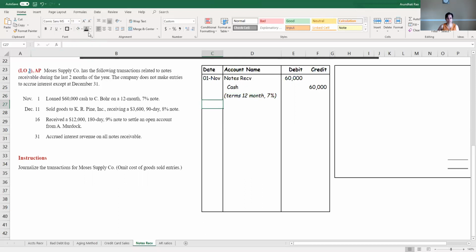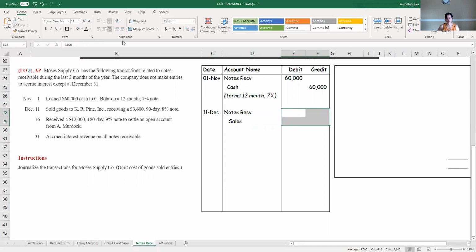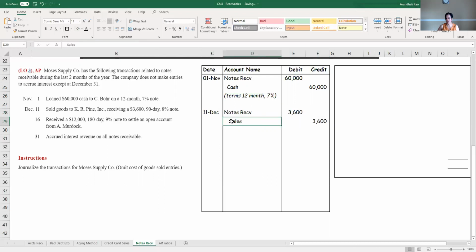So here we have a situation. We are at December 11th. Our journal entry is notes receivable debit, sales credit. This money is because of a sale. I'm not giving cash right now. I'm giving my goods. So it's sales credit. My dollar amount is $3,600. I'm not doing the second journal entry we would normally do when we have a sale, when we sell goods, which is cost of goods sold debit, inventory credit, because that information is not provided to me. I will write down the terms of the note. The terms of the note are 90 days, 8% interest.